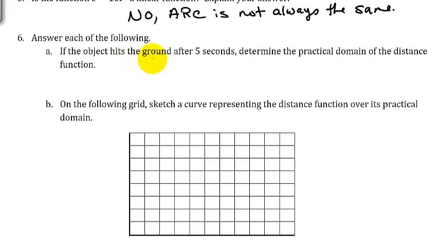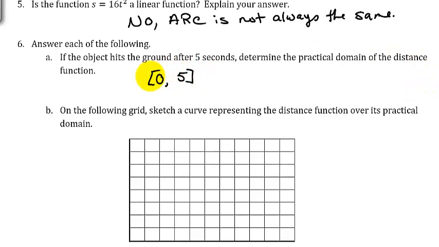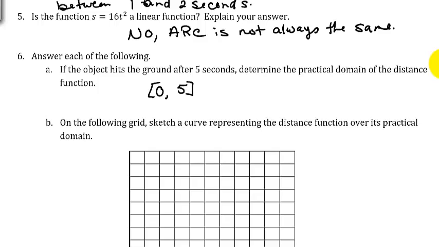If the object hits the ground after 5 seconds, determine the practical domain of the distance function. And so the practical domain would be from 0 to 5. And so we're going to write that as an interval. And I'm using square brackets because we would be including 0 and we would also be including the 5 seconds.